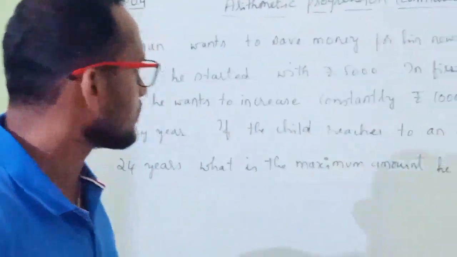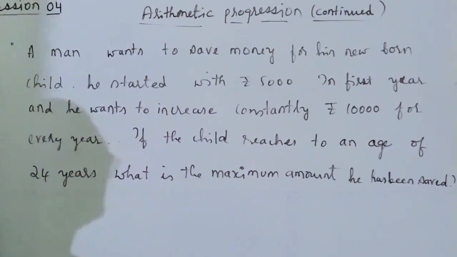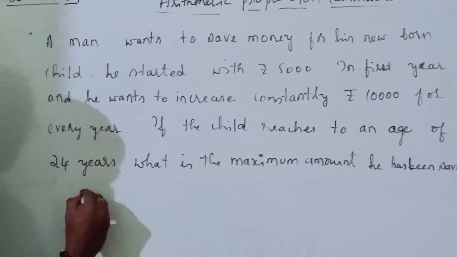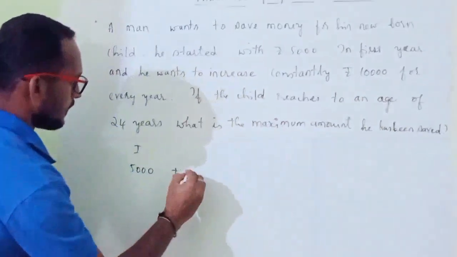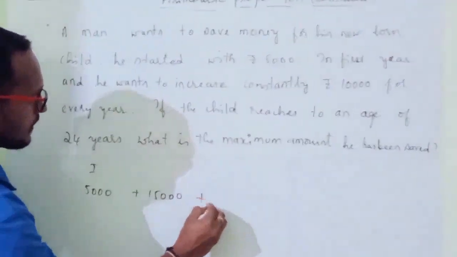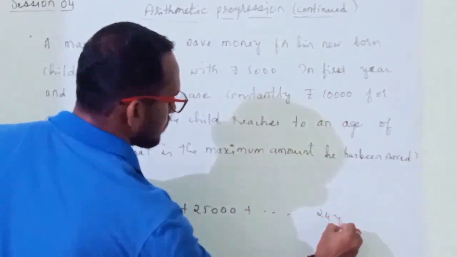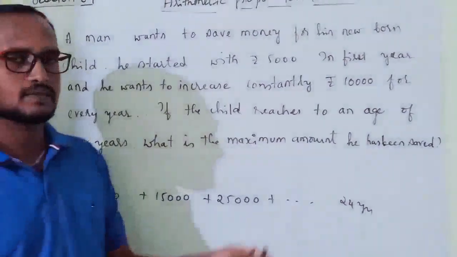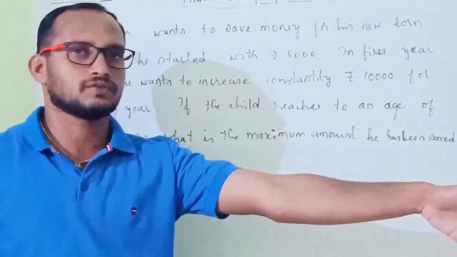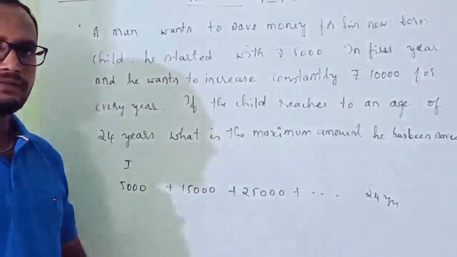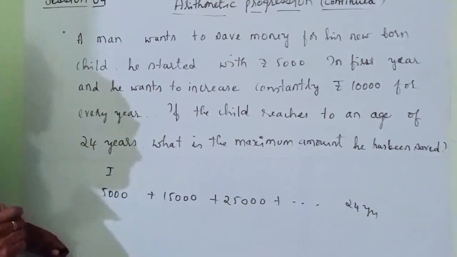Why? Because when you break this problem down using numerals, you will get a result like this. Suppose in the first year he saves 5,000, in the next year, because he is increasing by 10,000, it becomes 15,000. The next year it becomes 25,000. If you keep writing like this until 24 years, it is a terrible experience to add all the numbers. But in maths, we can give a solution for this problem in an easy manner.